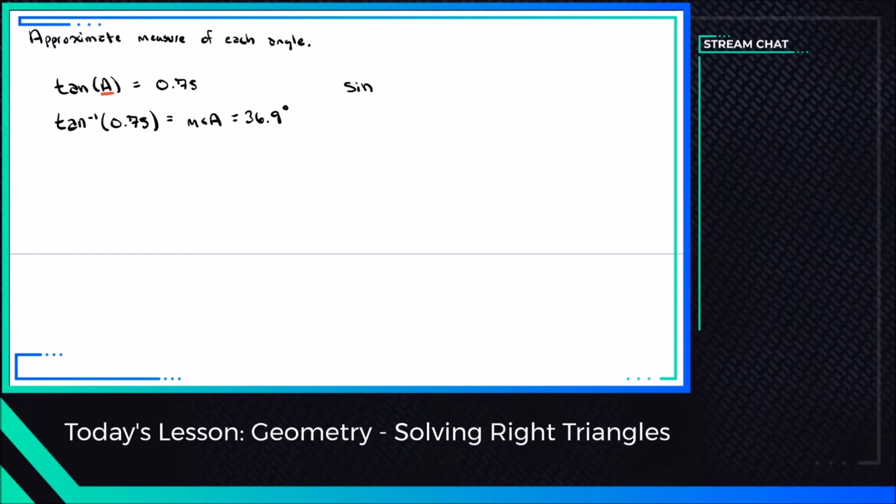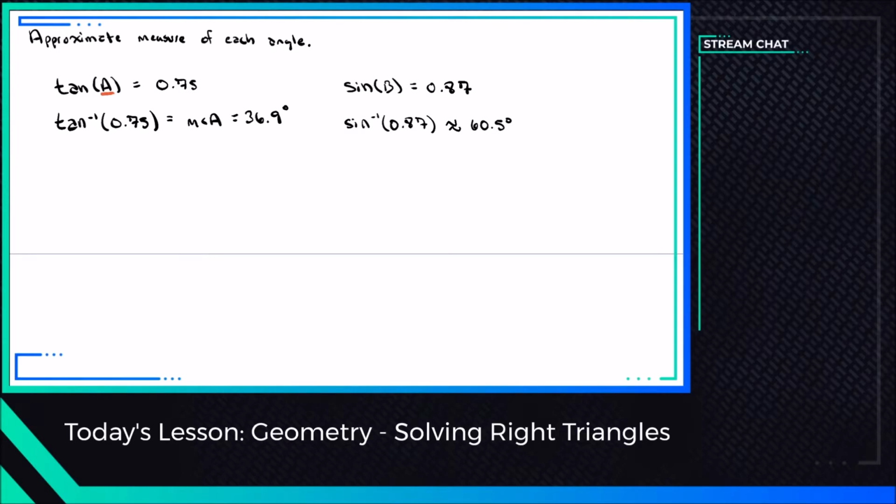So the sine of B, let's say the sine of B is equal to 0.87. On a calculator, we would type in the inverse sine, so with the -1, of 0.87 is approximately equal to, if you type that in on a calculator, you should get 60.5 degrees.